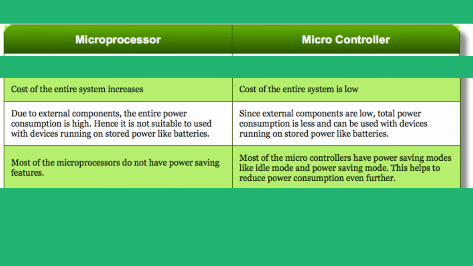In case of microprocessors, most of them do not have power saving features, but in case of microcontrollers, most of them have power saving features like idle mode or power saving mode. This helps to reduce the power consumption even further.